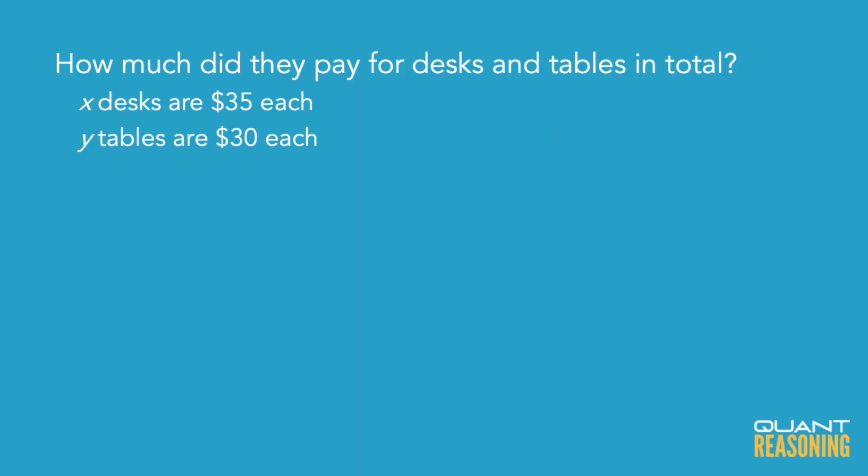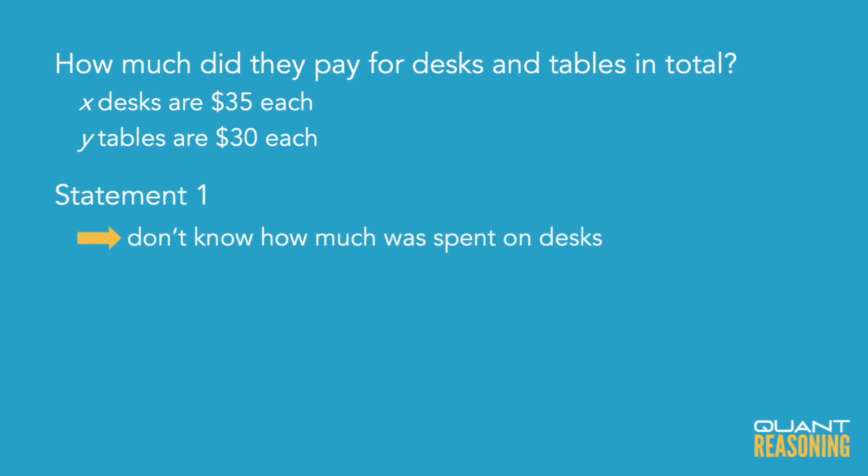It tells us how much money was spent on tables, but we wanted to know how much total money was spent on desks and tables combined. And I just don't see a way to find the amount of money spent on desks. I mean, I know how much each desk costs, but I don't know how many desks were purchased. So statement 1 can't possibly be sufficient on its own, and we should go ahead and eliminate the answer choices that claim that it is sufficient on its own. So A and D are gone, and we're down to B, C, or E.